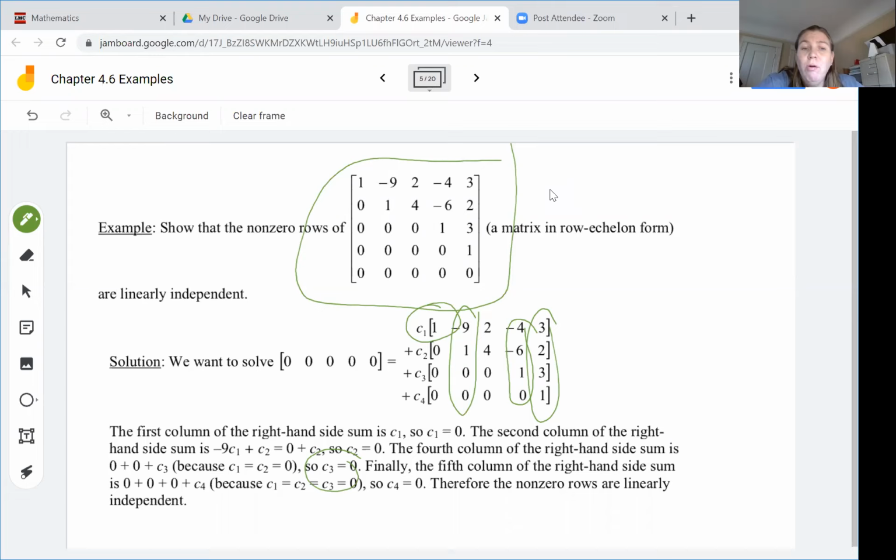Therefore, the only solution to get the 0 vector for this matrix is the trivial solution where C1, C2, C3, and C4 are 0. So we are able to conclude the non-zero rows are linearly independent. Remember, to show linear independence, we show that the only solution is the trivial solution, when all the scalars are 0.